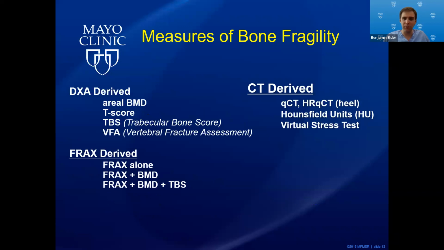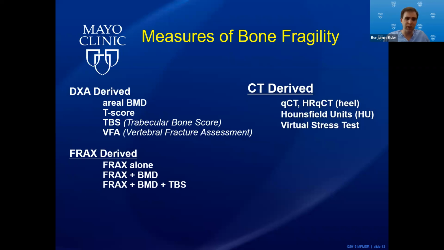So there's a lot of different ways that we can measure bone fragilities. The most common one are the Dexa derived with the areal bone mineral density, and then a T-score calculated on that. We also, on the newer ones, can get a trabecular bone score, which really is a measure of the architecture.